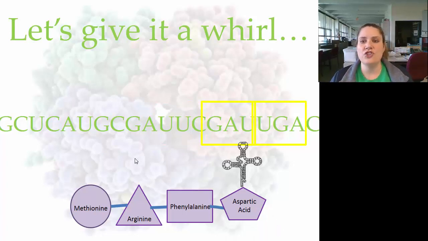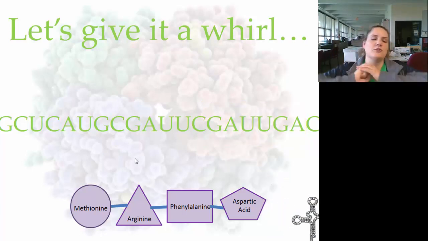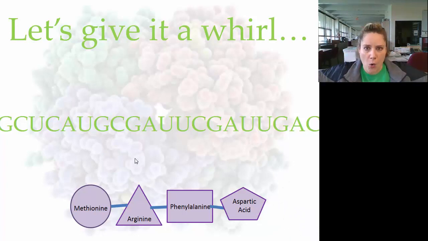And now we have UGA. What is UGA code for? Good. UGA is a stop codon. So what's going to happen? Is the caboose going to come in? No. Is the stop amino acid going to come in? No. Nothing's going to come in. Things are just going to let go.